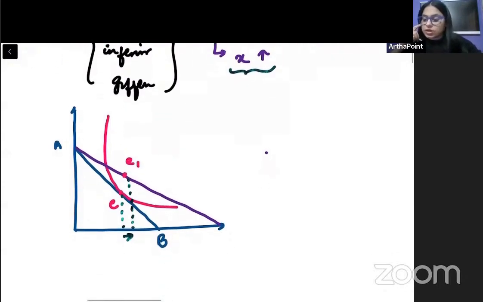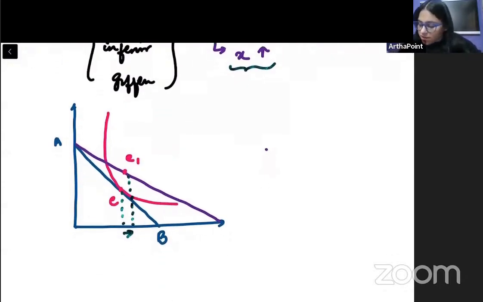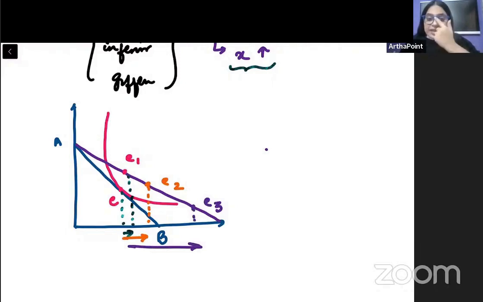Now just think about it. What if I go ahead and draw my equilibrium point at E2? Then also I've increased the demand of good X. ये भी ठीक है. What if I draw my equilibrium point at E3? Then also I've increased the demand of good X. So whether I go from E to E1, E2, or E3, I have increased the demand of good X.